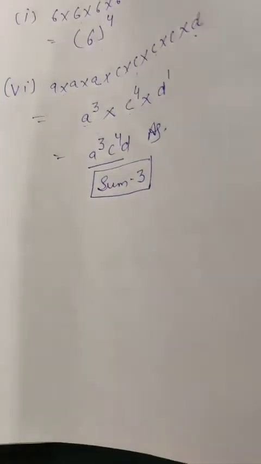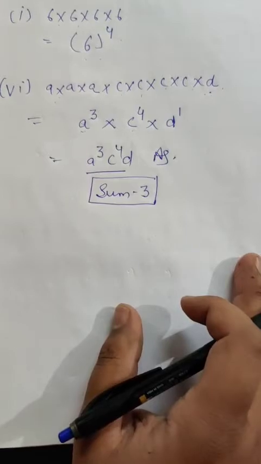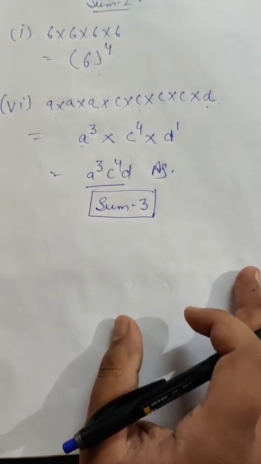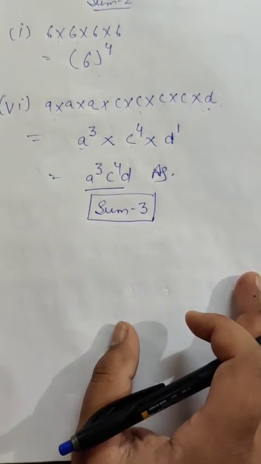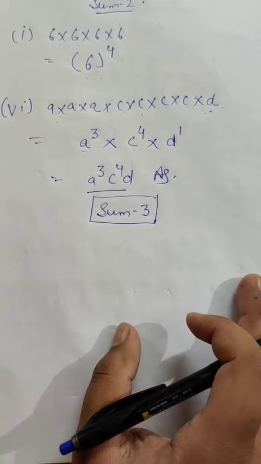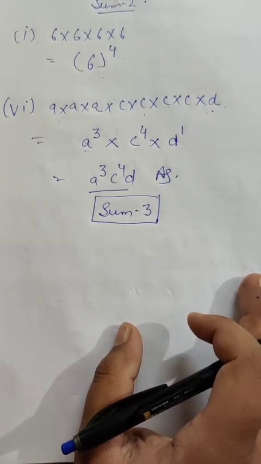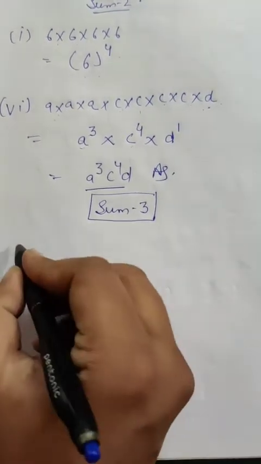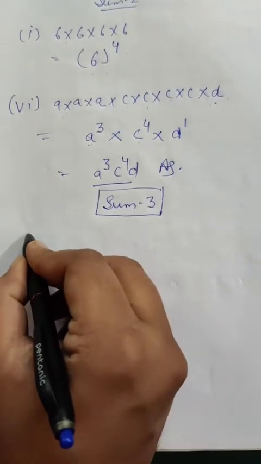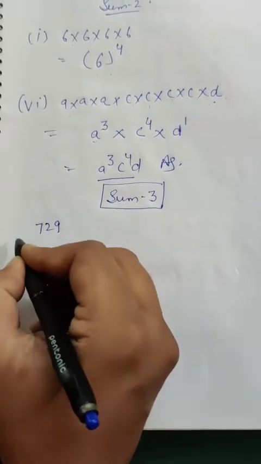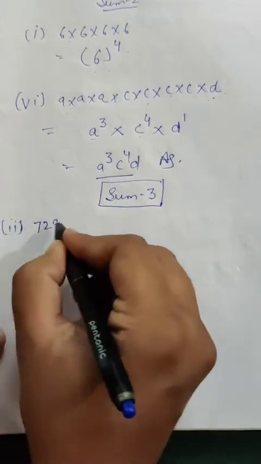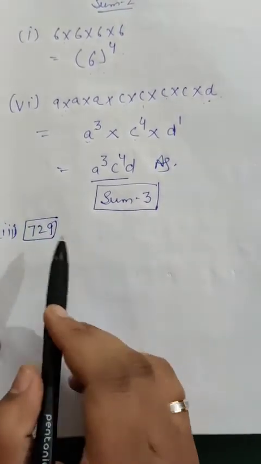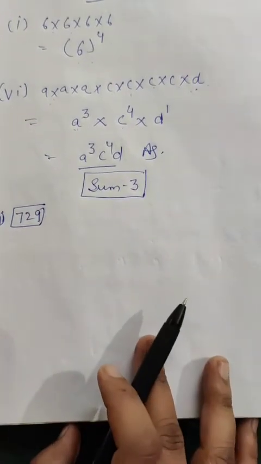We have to express a number in the form of its exponents. This type of question we have already done in the introductory part, where I guess we expressed 256. Now we have to express 729, that is the third part of sum 3. We have to express 729 in the form of its exponents.